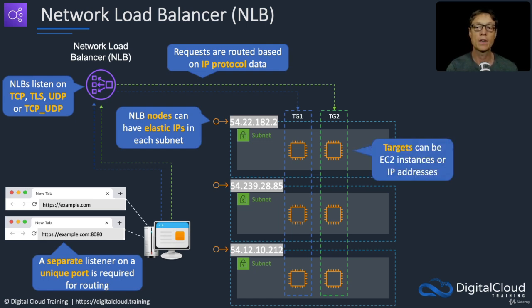With an NLB, targets can be EC2 instances or they can be IP addresses. Targets can be outside of VPC. So your target can also be a server that's running on premises in your data center.